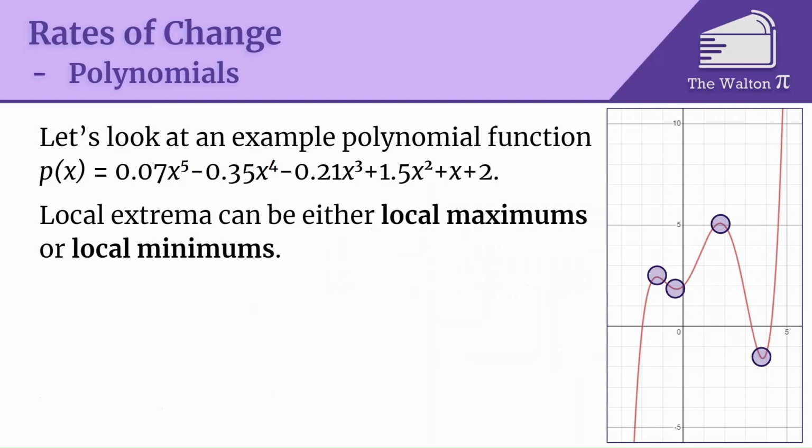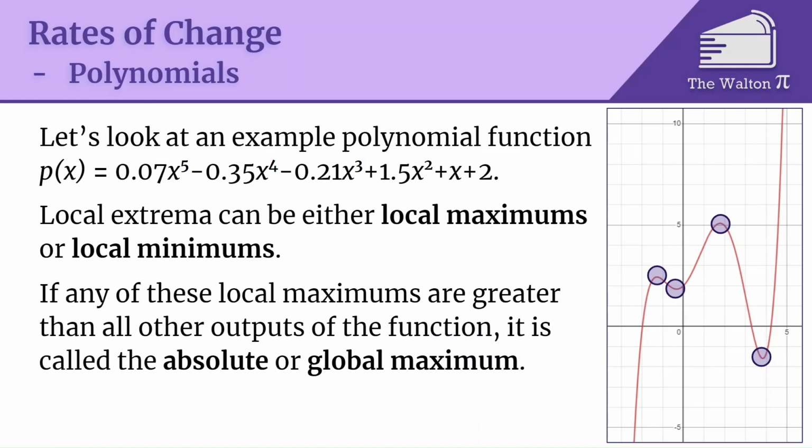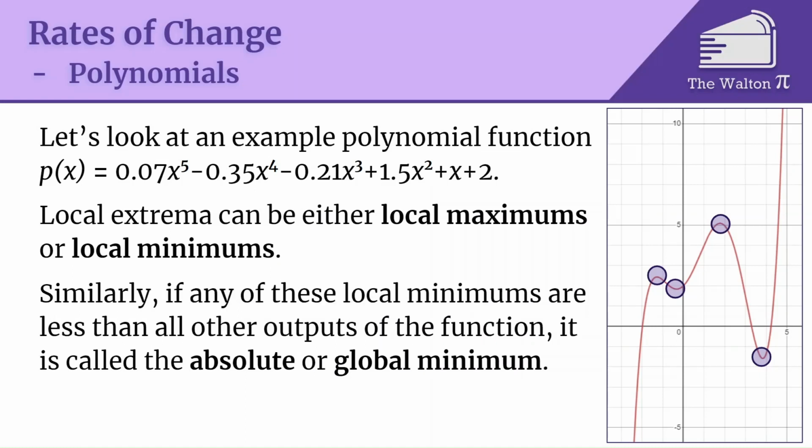Now, going back to our local extremes, they can either be local maximums or local minimums. It's a local maximum if it's a peak, and it's a local minimum if it's a valley. So if any of these local maximums are greater than all other outputs of the function, we call it the absolute maximum or the global maximum. Now, if any of these local minimums are less than all other outputs of the function, it's called the absolute or global minimum of the function. And again, we don't have any of those in this function.